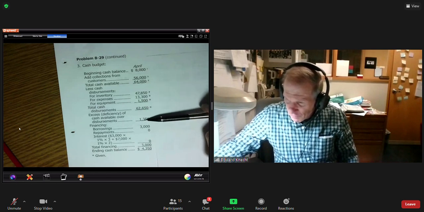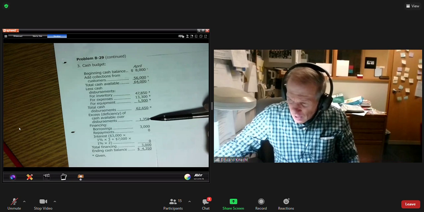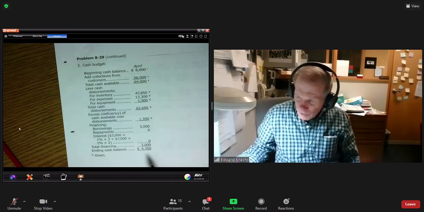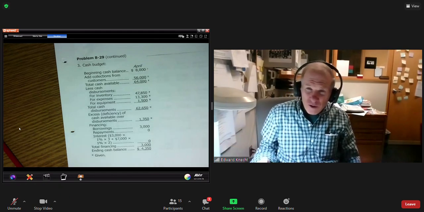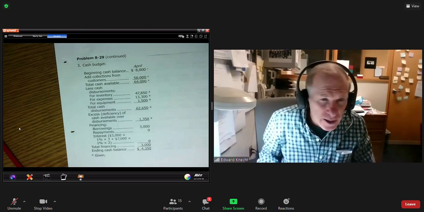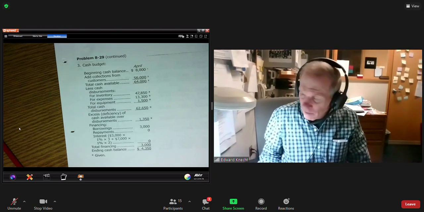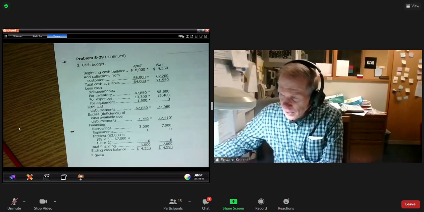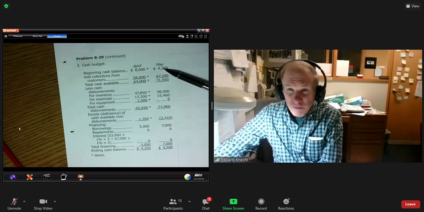We have an excess of $1,350, but they require what? A minimum balance of $4,000, and they borrow in increments of 1,000. So they couldn't borrow the exact amount to end up with 4,000. They had to borrow 3 increments of 1,000, or $3,000, and so their ending cash balance is 4,350. Did everybody read that carefully and put it that way? Excellent.